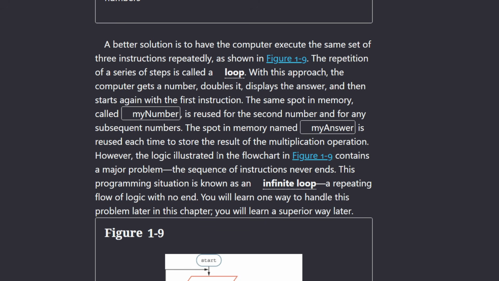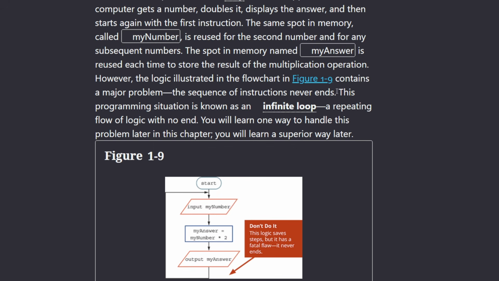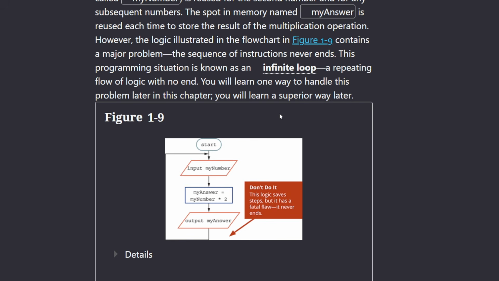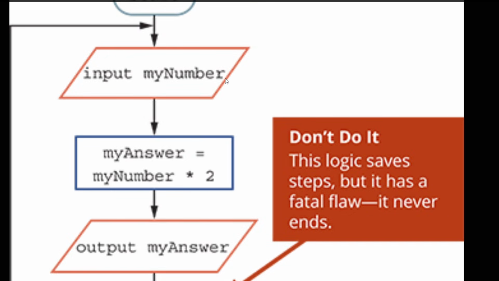However, the logic illustration in the flowchart in figure 1.9 contains a major problem. The sequence of instructions never ends. The program situation is also known as an infinite loop, a repeating flow of logic that has no end. You will learn one way to handle this problem later, okay? The problem with this is that we want to loop this.